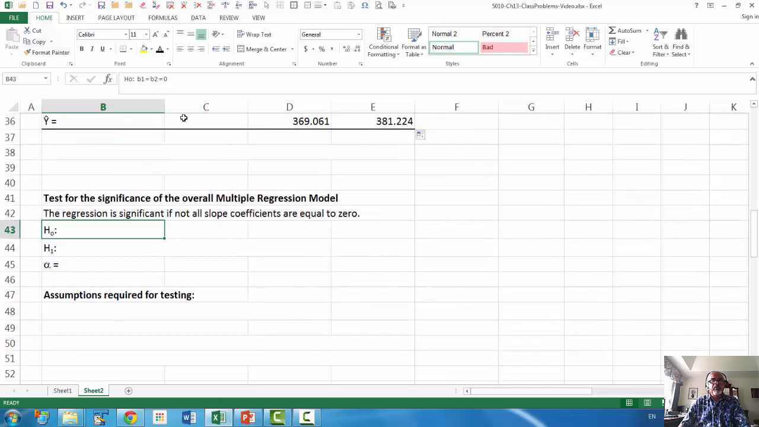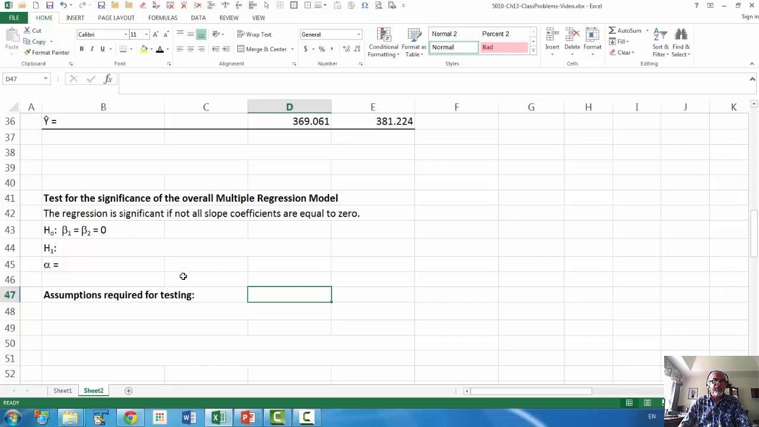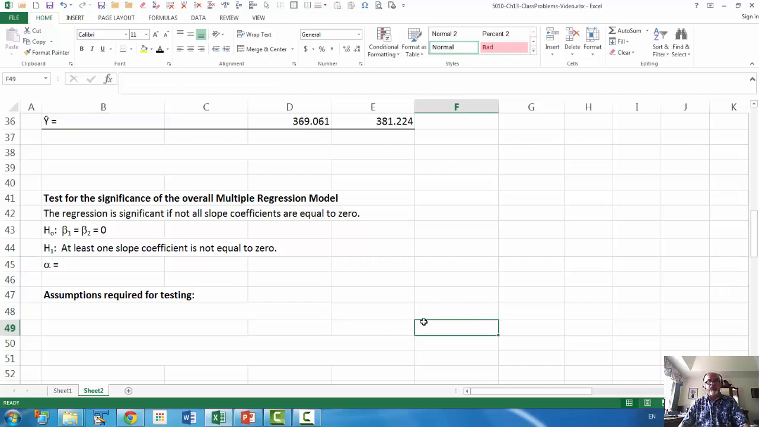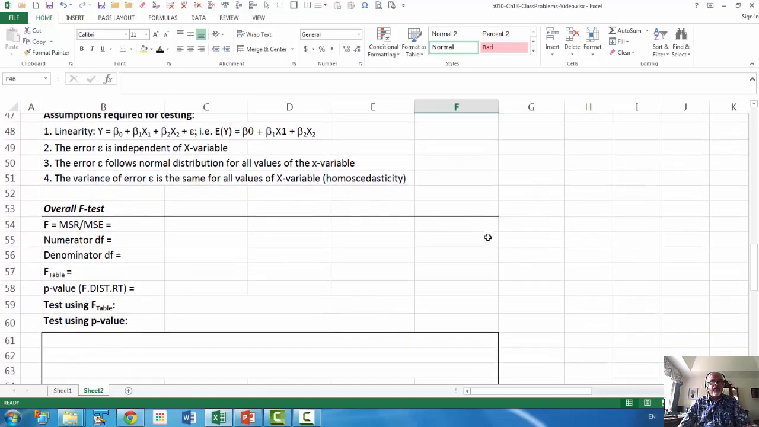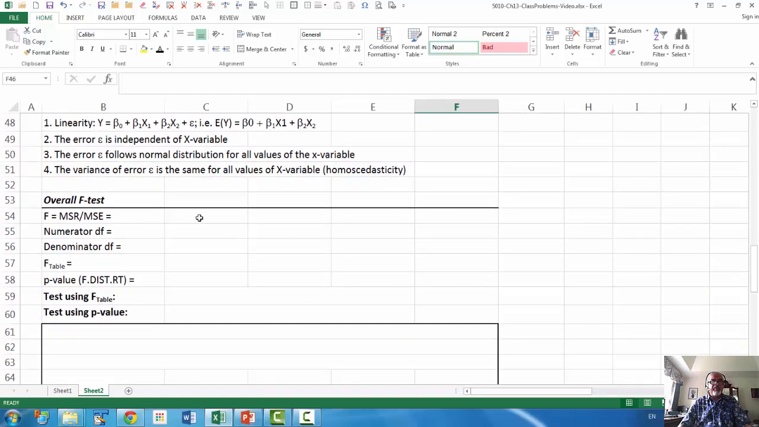So overall significance will be given by beta sub 1 equal to beta sub 2 equal to 0. The alternate is that at least one slope coefficient is not equal to 0, which will make the regression significant. And let's assume 5% level of significance. So the procedure follows the same logic as we have done previously from this point onwards. So there are those four assumptions, LINE, okay, and then the overall test is MSR divided by MSE.